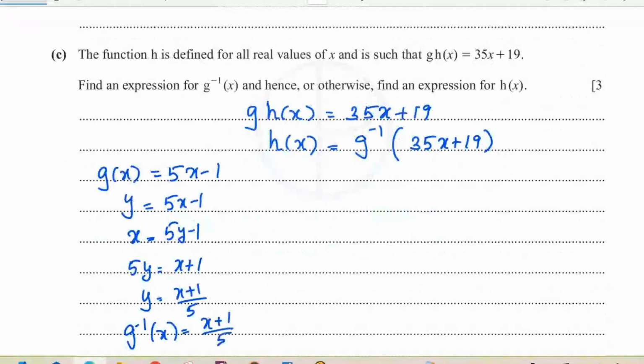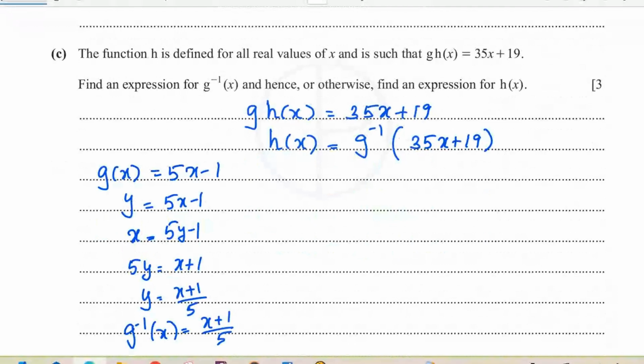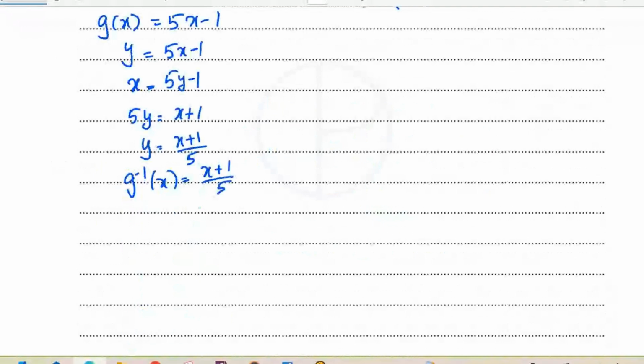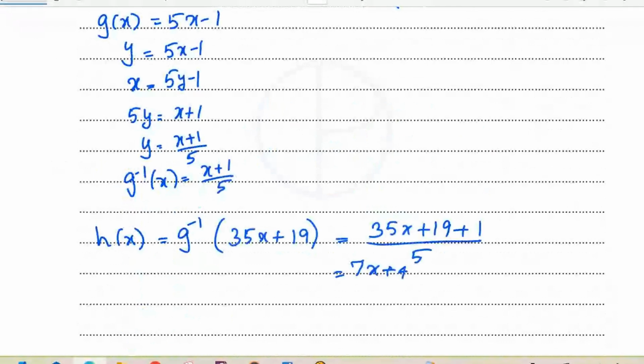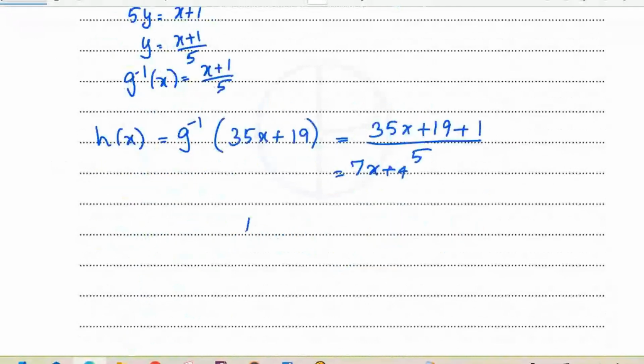is x plus 1 divided by 5. If g inverse of x is x plus 1 divided by 5, then h of x equal to g inverse of 35x plus 19, which is equal to 35x plus 19 plus 1 divided by 5, which is equal to 35x plus 20 divided by 5. So h of x is 7x plus 4.